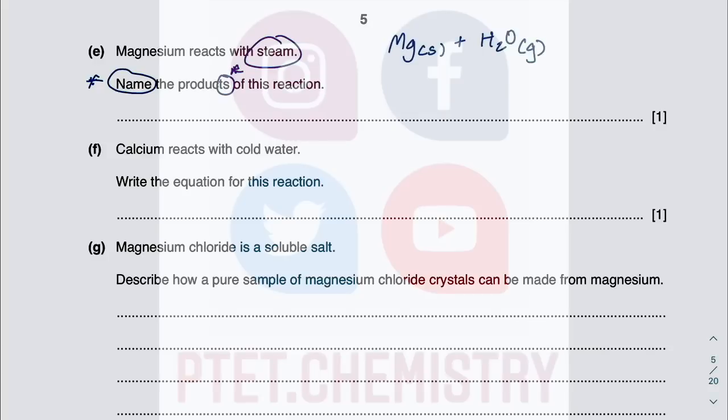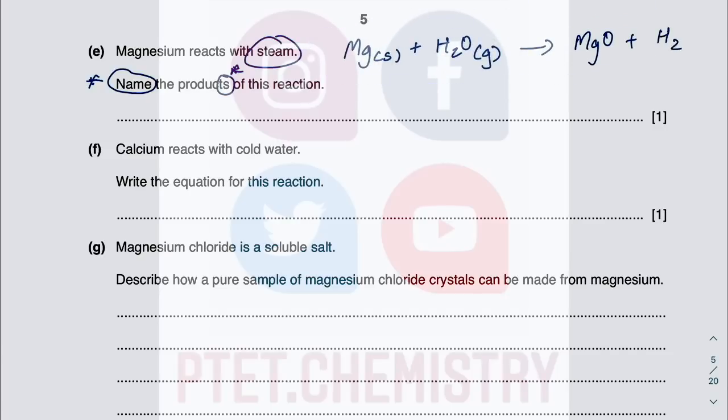Steam is H2O gas. Therefore, you gotta get the state symbol correctly, because it's a steam, not water. Water will be H2O liquid. You form MgO. And does it form MgO? Let me think. Oh yeah, it forms MgO, and it will give off H2. Alright, so there's a solid and there's a gas. Magnesium, one magnesium, no problem. Okay, 2 hydrogen, no problem. 1 oxygen, no problem. But they do not want balance equation.